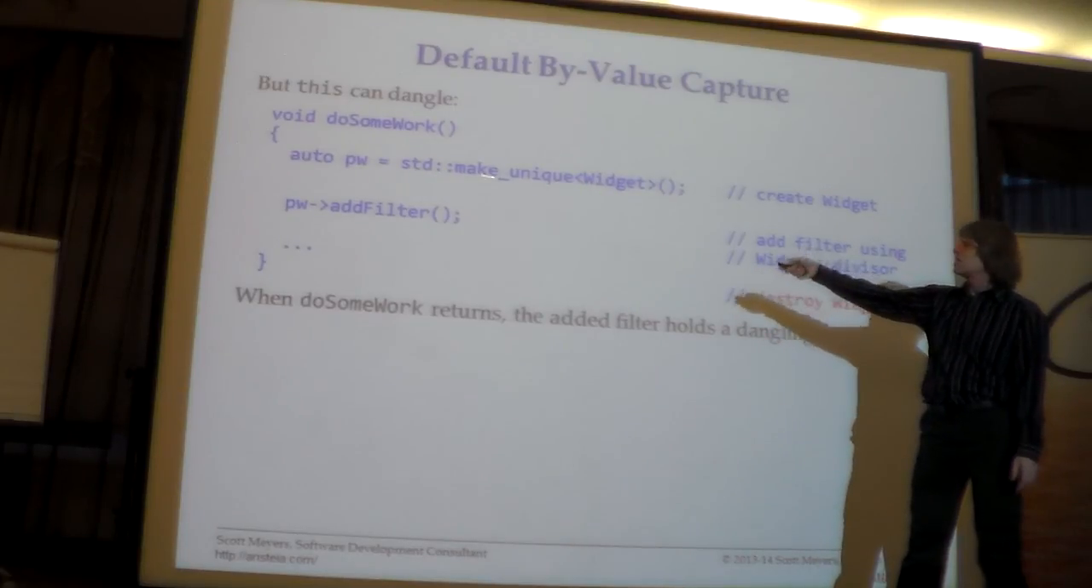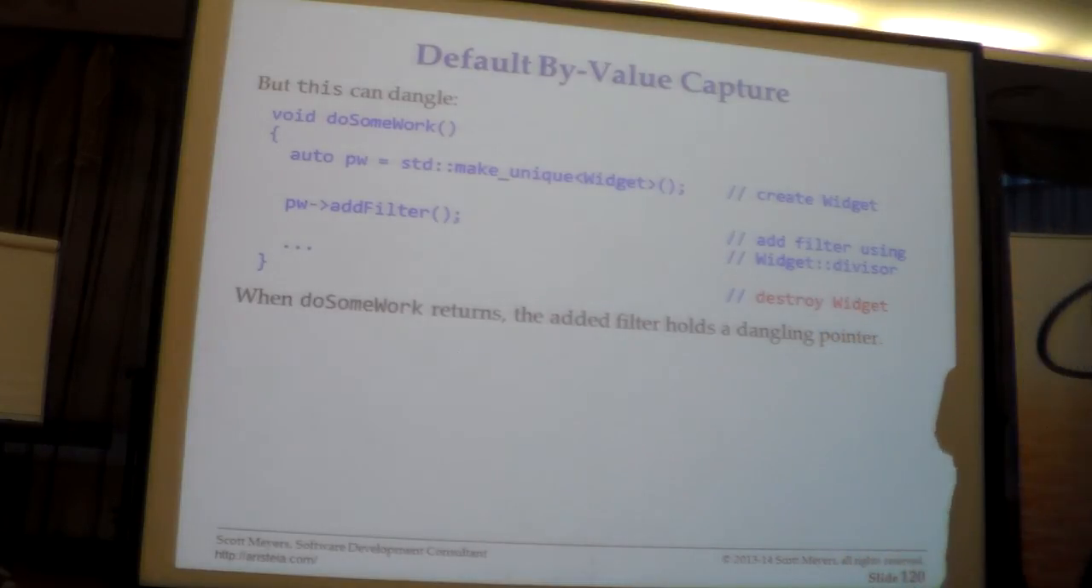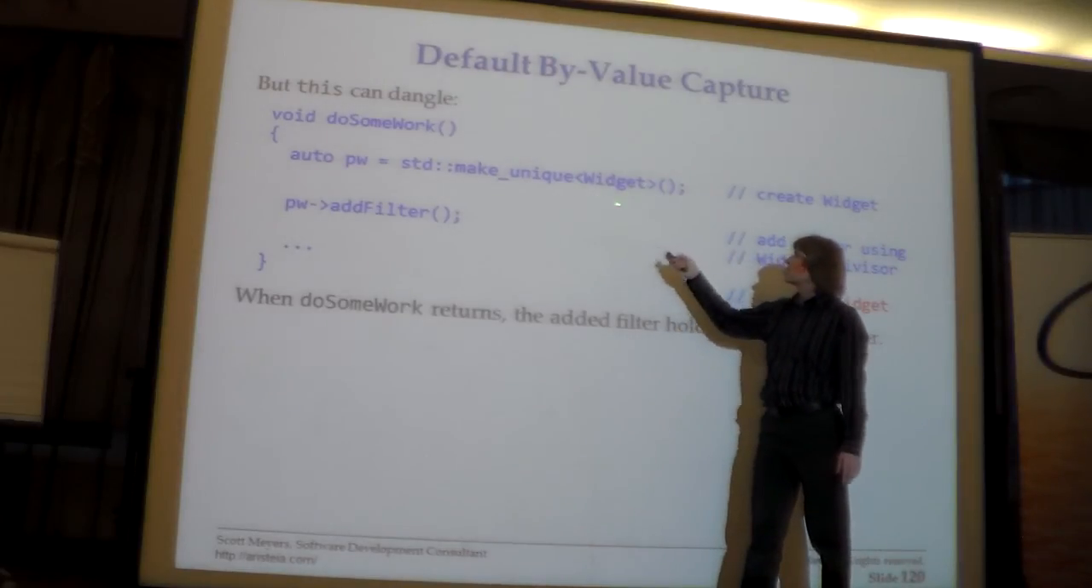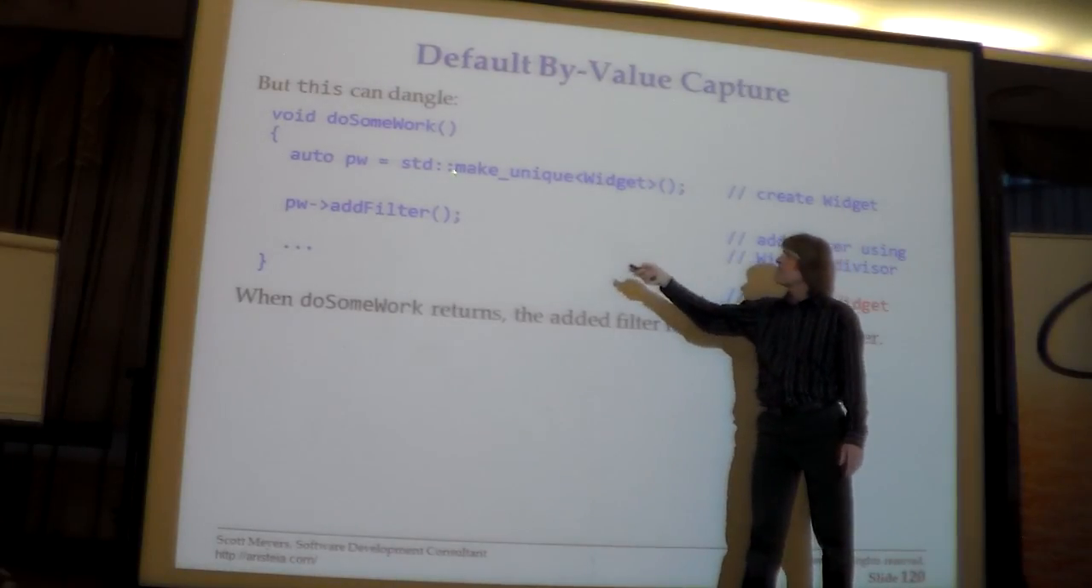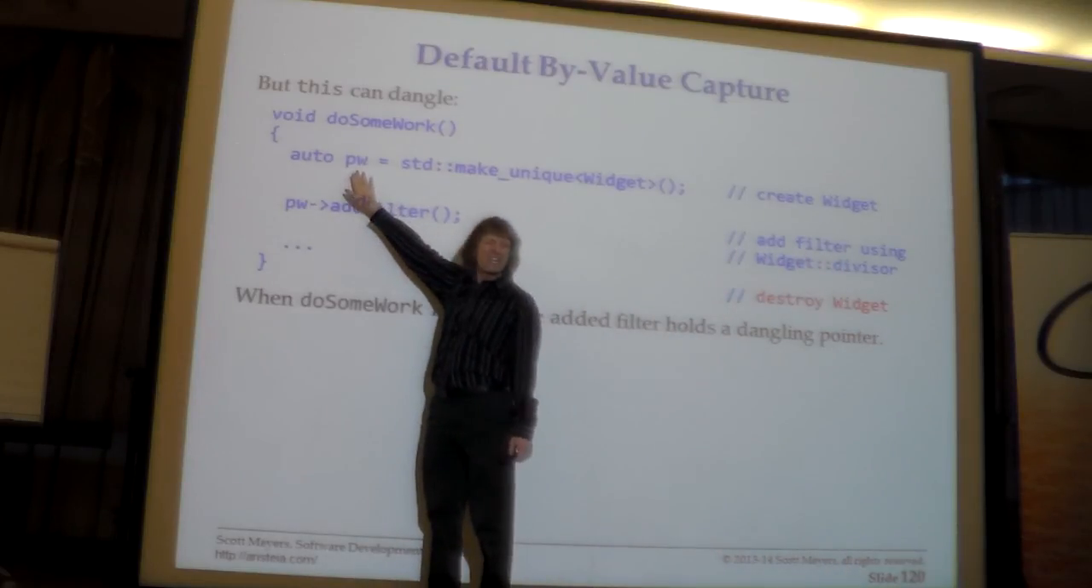I call make unique. Make unique is a C++14 function. It causes an object to be dynamically allocated on the heap, and you're given a unique pointer to it. So in this case, I create a widget on the heap. I get a unique pointer to it. PW is a unique pointer to a widget. The widget's on the heap.